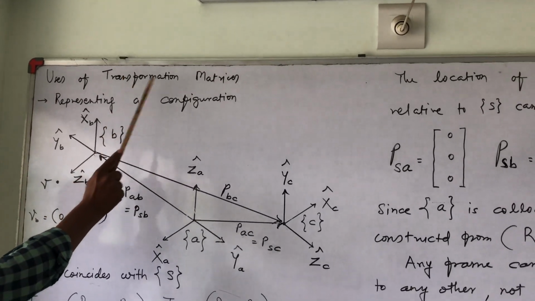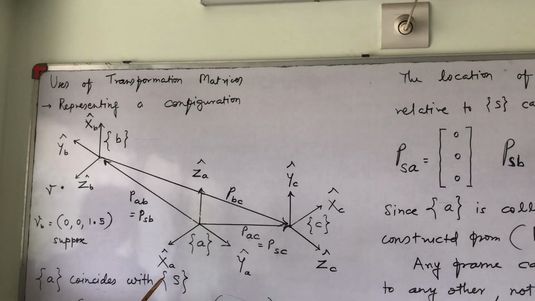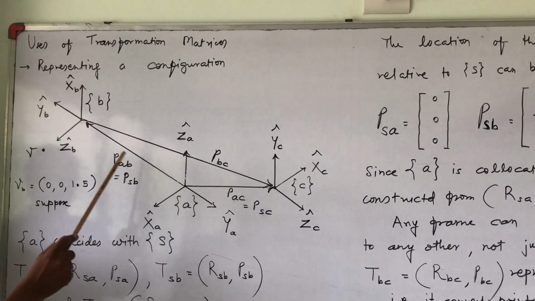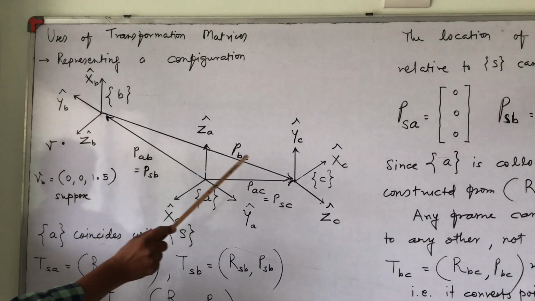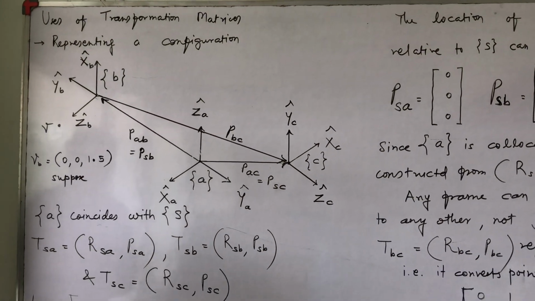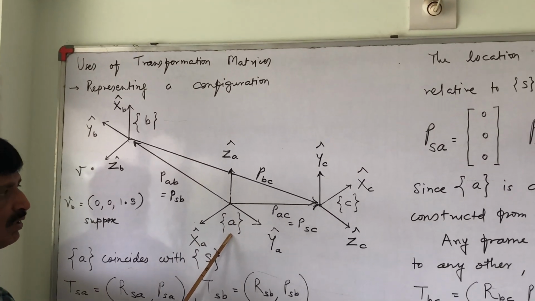Uses of transformation matrices. Observe the figure. This one is reference frame A. This one is reference frame B. This one is reference frame C. Initially, reference frame A coincides with the stationary frame, the world frame.